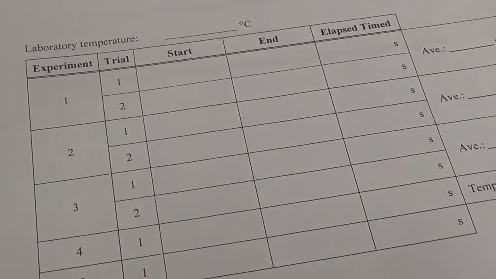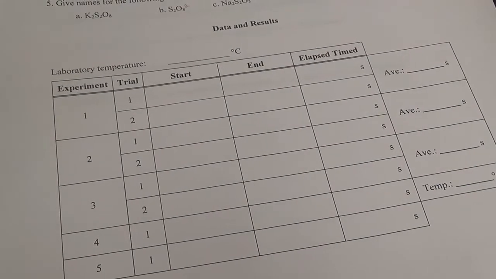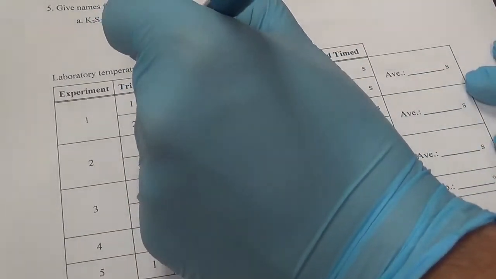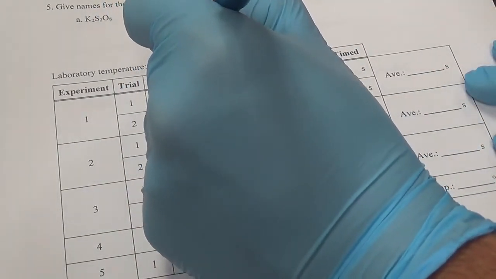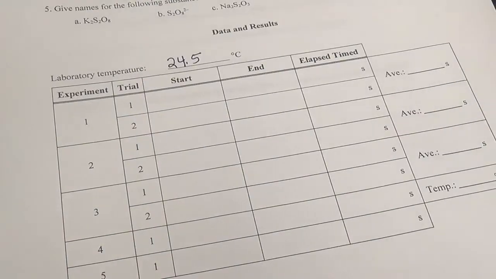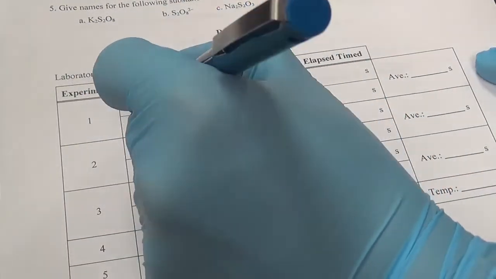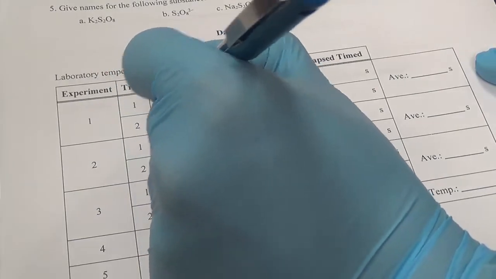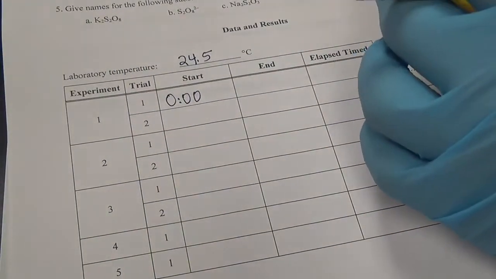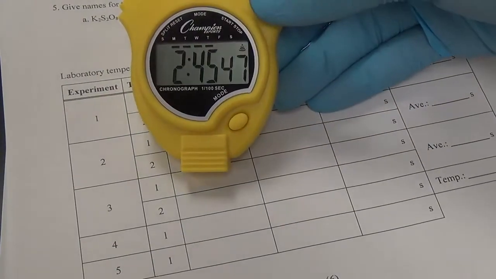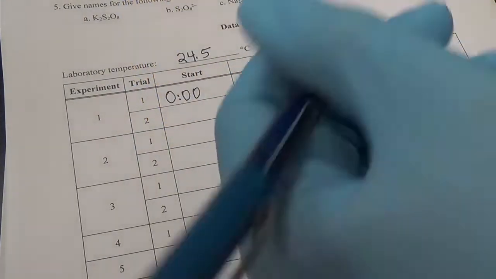All right, so we have the temperature of the room. We have a thermometer laying on our lab bench, and I'm getting about 24.5, so let's just go with 24.5 degrees C. So we already got experiment 1. We're starting at 0, and the blue color came at about 2:45, 2 minutes and 45 seconds.